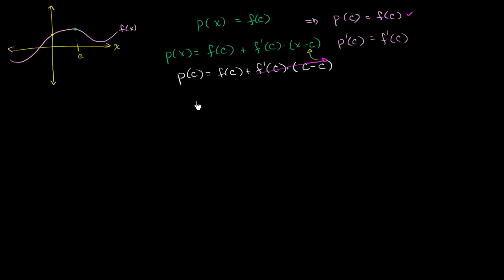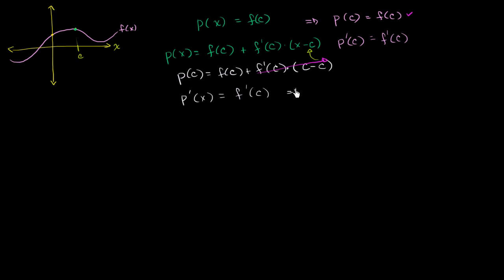So let's try, so p prime of c, or I should say p prime of x is going to be the derivative of this, which is just 0, because this is going to be a constant, plus the derivative of this right over here. And what's that going to be? Well, you can expand this out to be f prime of c times x minus f prime of c times c, which would just be constant. So if you take the derivative of this thing right here, you're just going to be left with an f prime of c. So the derivative of our polynomial is now constant.